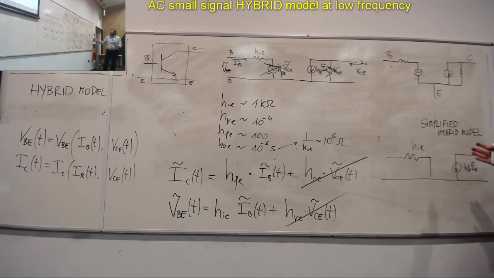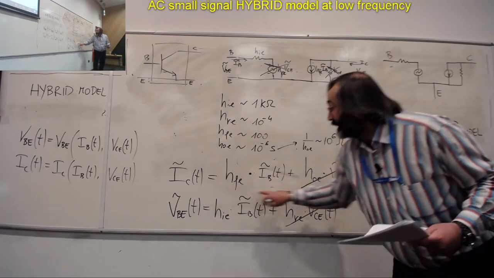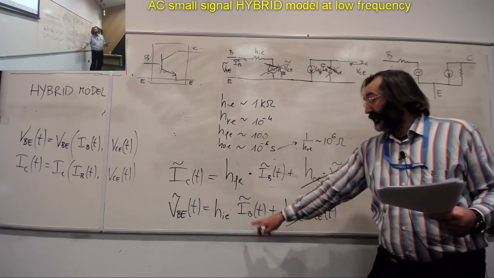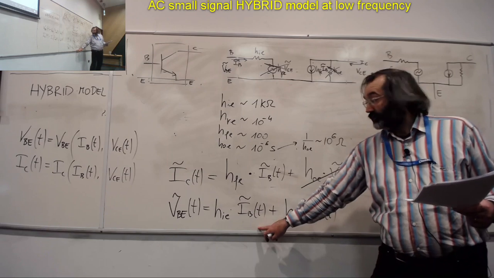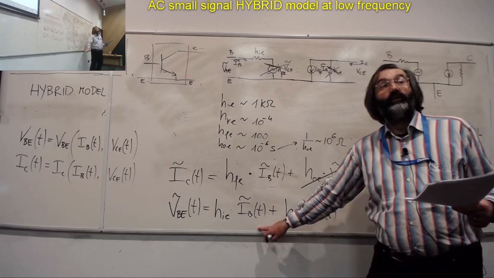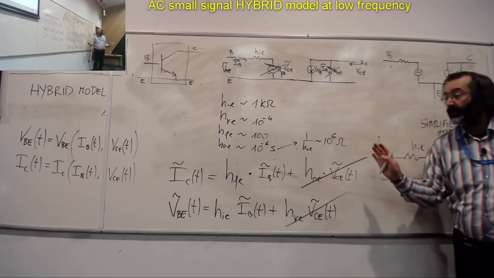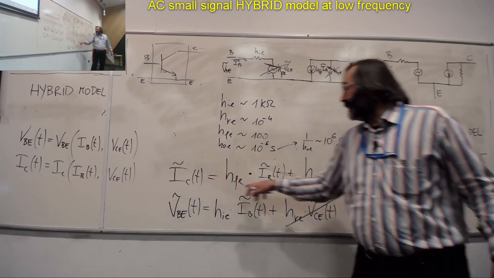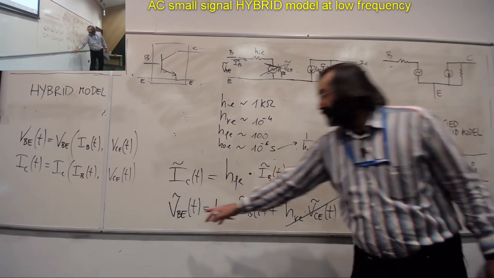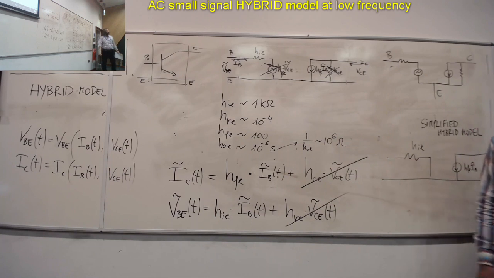And so we will be sticking to just these relations throughout. Whatever we do, IC tilde is HFE times IB tilde, and VB tilde is HIE times IB tilde. We will keep using these things from this point onward.